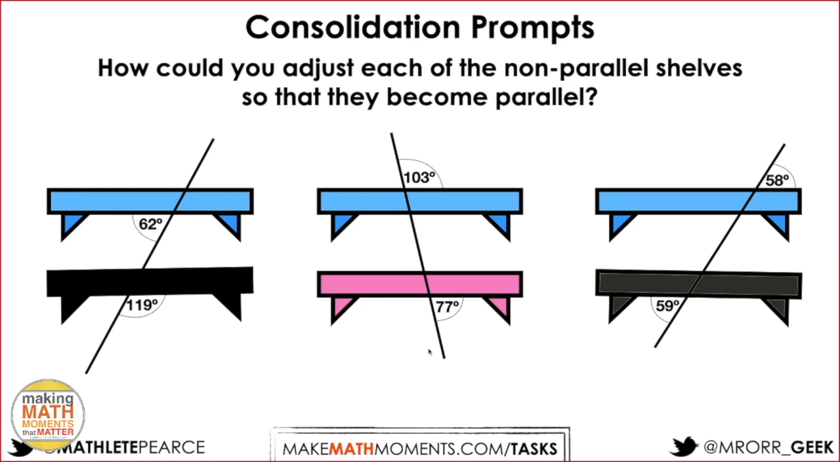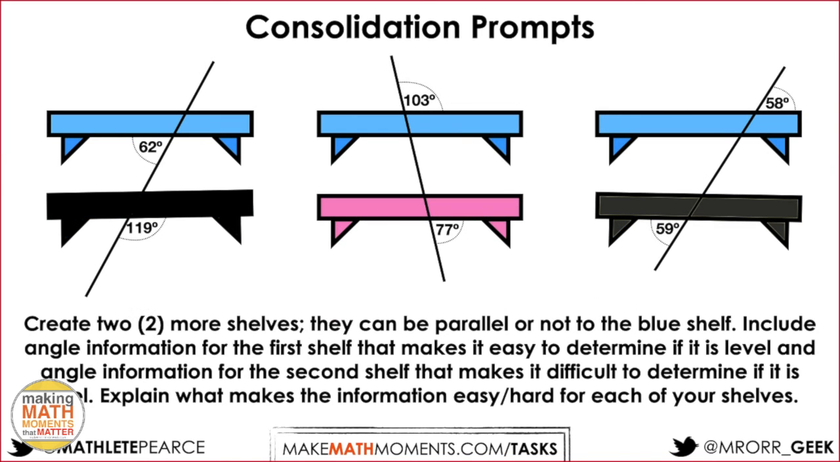So we know these 2 work. But what do I need to fix here to make the green shelf parallel to the blue and the yellow shelf parallel to the blue so that they're all parallel to one another? All right. 2 more shelves. They can be parallel to the blue shelf or not parallel to the blue shelf.